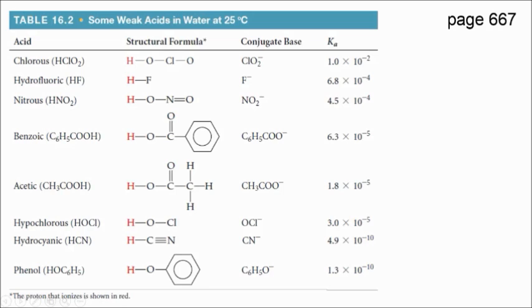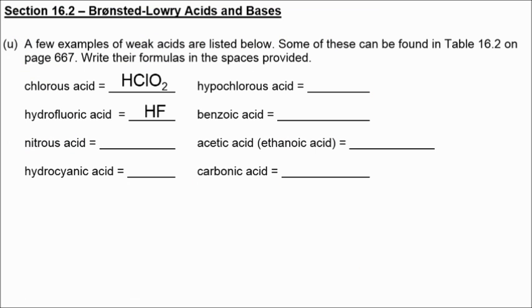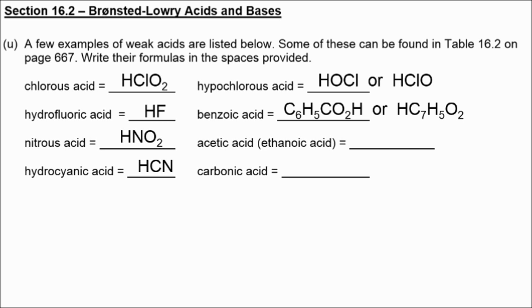On page 667, you can see examples of weak acids. So chlorous, HClO2, hydrofluoric, HF, nitrous, HNO2. So any acid that's not on your list of 7 strong acids, any other acid must be classified as weak. So chlorous acid, hydrofluoric, nitrous, hydrocyanic, hypochlorous, benzoic, acetic, carbonic, all of these are classified as weak acids.